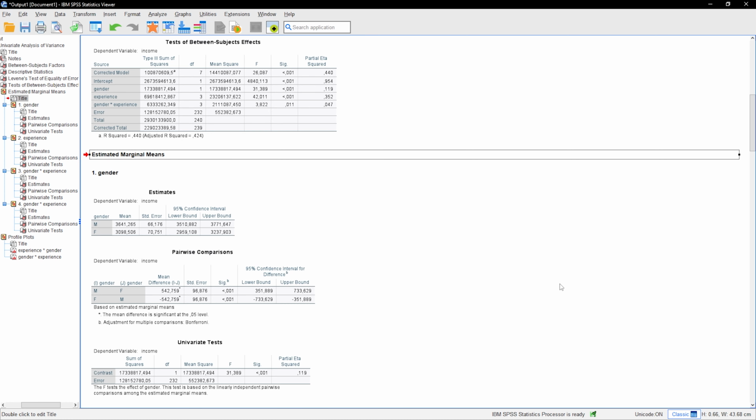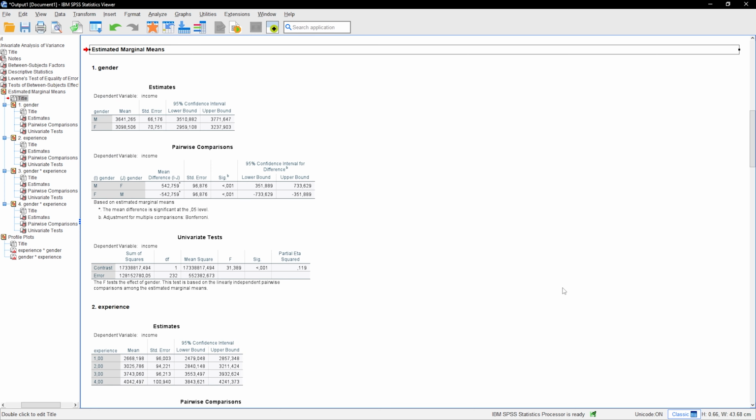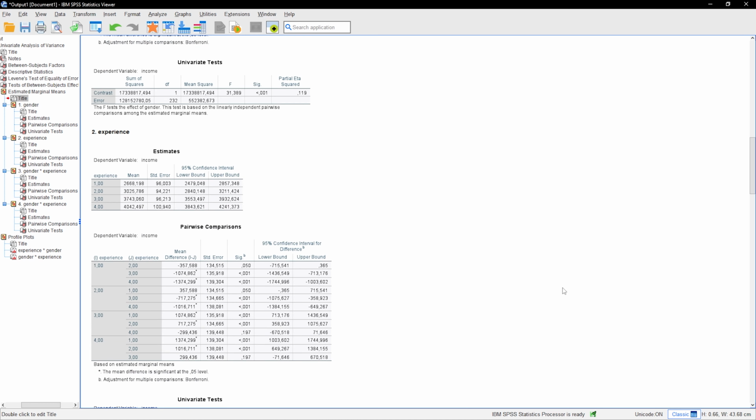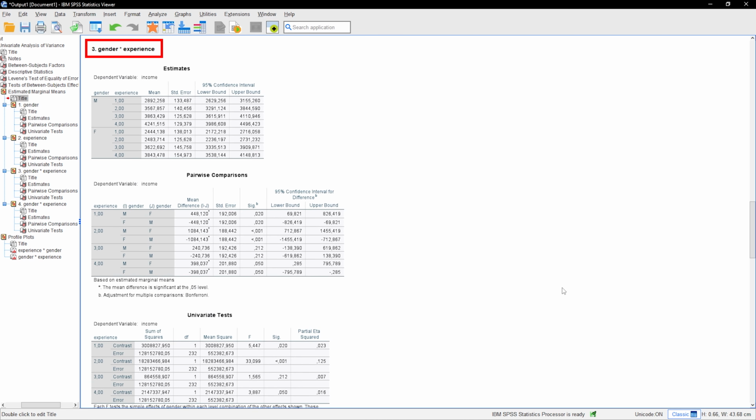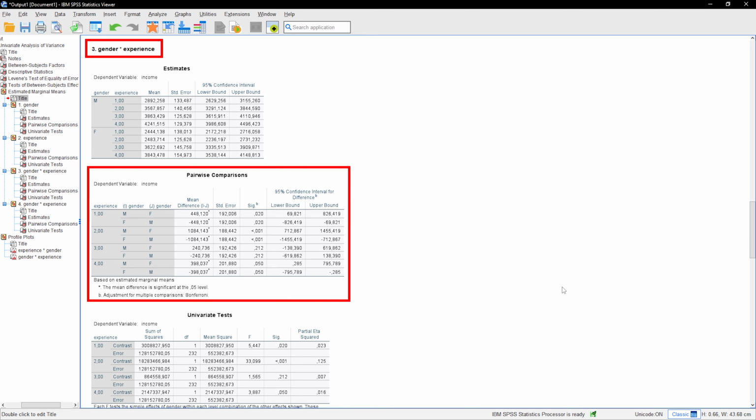It is necessary to scroll down until you find the interaction effect, rather than just the individual main effects. I scrolled past 1, gender, and 2, experience, until I reach 3, gender times experience. Here we see gender differences at each experience level, showing whether there are differences between men and women at experience levels 1, 2, 3, or 4.